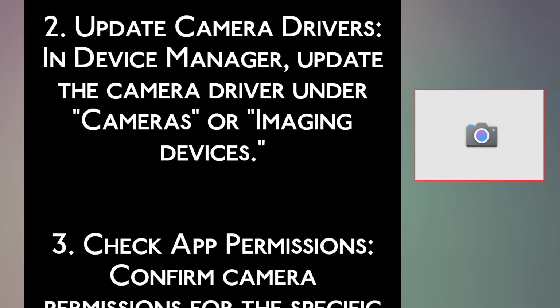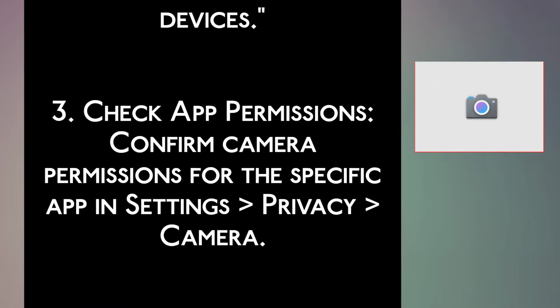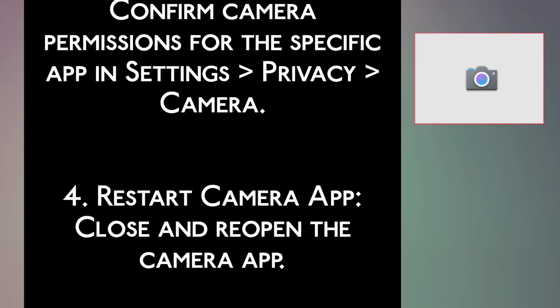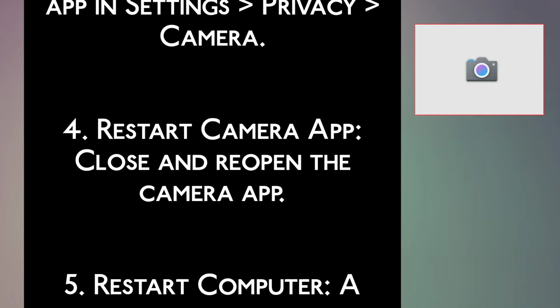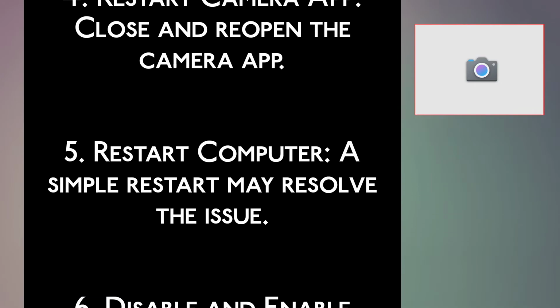Step 3. Check app permissions. Confirm camera permissions for the specific app in Settings, then Privacy, then Camera. Step 4. Restart camera app. Close and reopen the camera app. Step 5. Restart computer. A simple restart may resolve the issue.